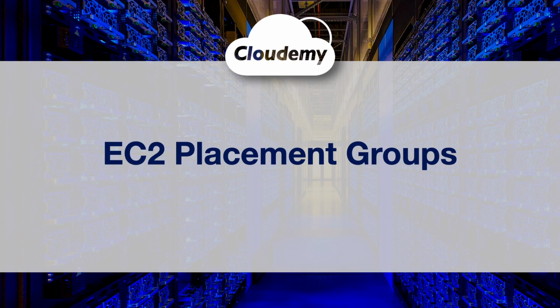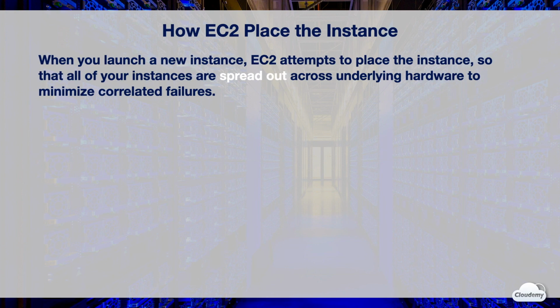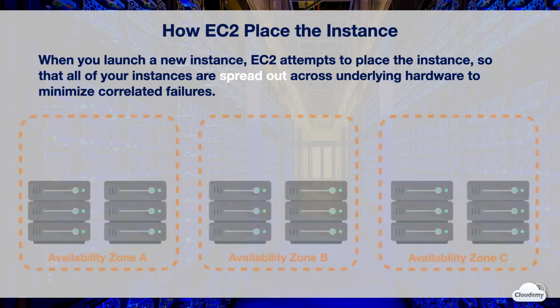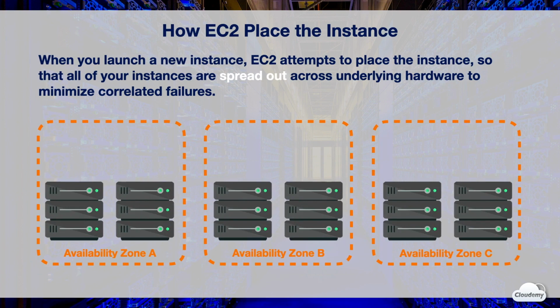In this episode, we're going to look at EC2 placement groups. When you launch a new instance, EC2 attempts to place the instance so that all of your instances are spread out across the underlying hardware in order to minimize correlated failures. Here is an example of a normal EC2 placement.